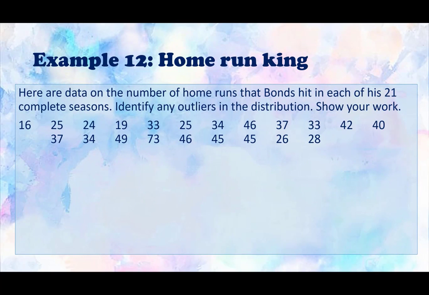So example number 12, home run king. Here are the data on the number of home runs that Bonds, and I'm assuming this is Barry Bonds, hit in each of his 21 complete seasons. We're going to identify the outliers in this distribution and show our work. In order to find our outliers, we need to find our 5-number summary, like our median, quartile 1, quartile 3, and we're going to go from there.